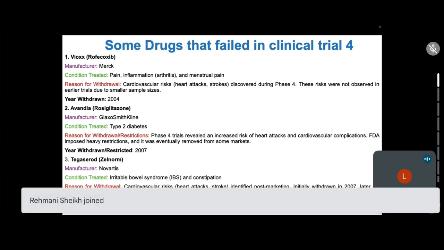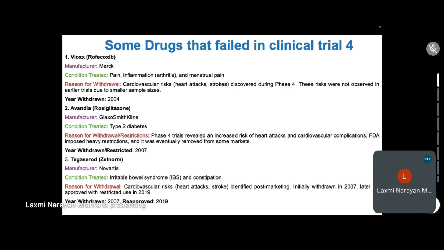Novartis, that is again a famous medicine manufacturer company, and Zelnorm was the drug which was used to treat irritable bowel syndrome and constipation, and that also caused cardiovascular risk, that was identified post-marketing in phase 4, and this was initially withdrawn in 2007, but then later reapproved in 2019 with restricted use, not for all types of IBS or constipation.